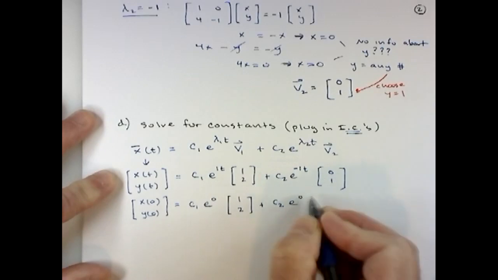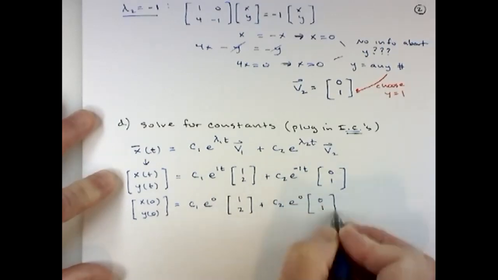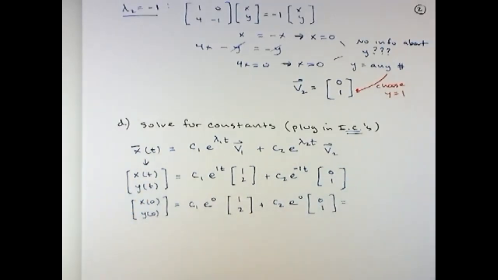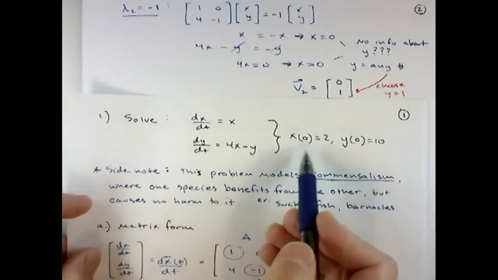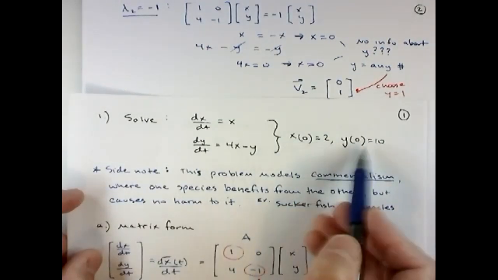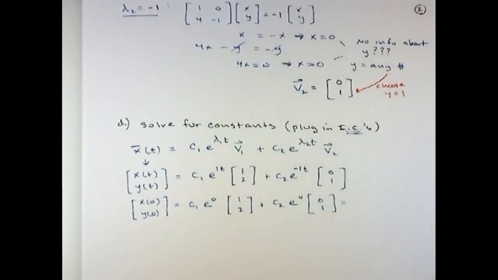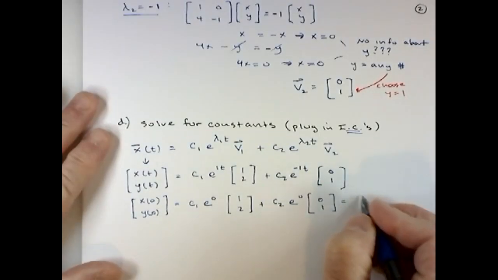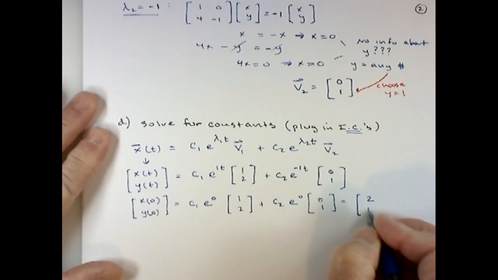That's also going to be 0. And in this case, I'm going all the way back to the beginning. The initial conditions were 2 for x of 0 and 10 for y of 0. So this would equal 2, 10.